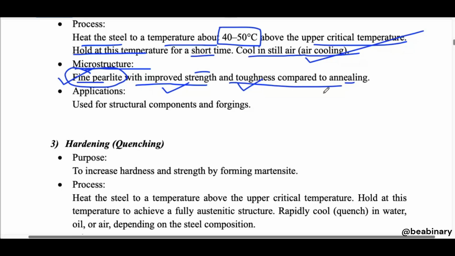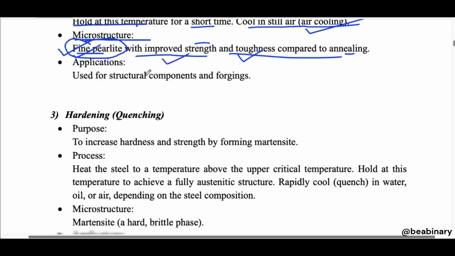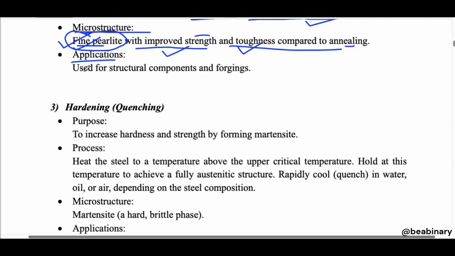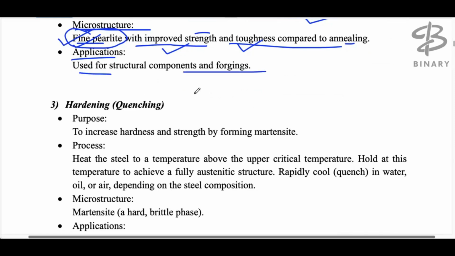Okay, and if we talk about the grain size, then here we also have fine pearlite, which is better than coarse pearlite. Okay, if we talk about the applications, it is used for structural components and forgings. Forging is an industrial process where we give the material different shapes.